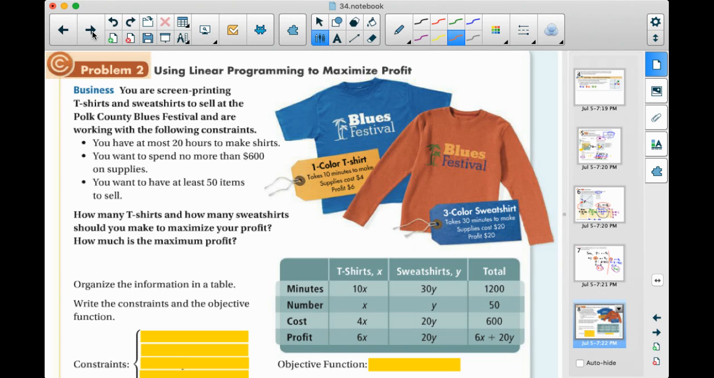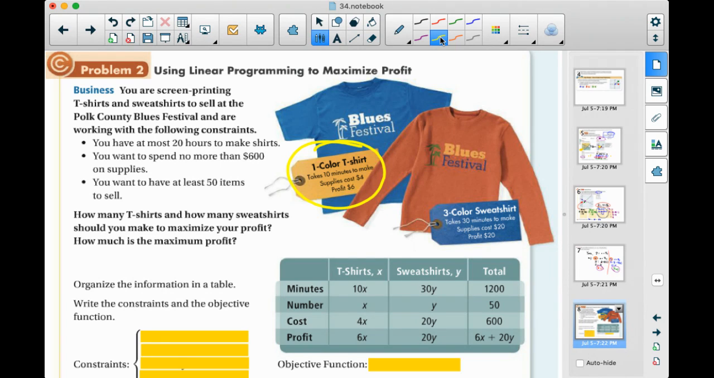So first off, let's look at the information we have. Okay, our one color t-shirt, it takes 10 minutes to make. So 10 minutes to lay the t-shirt out, press the screen or the print, which is where the Blues Festival, the white part of the t-shirt, it melts onto the t-shirt. It takes a while to heat that on there. The supplies cost $4 a t-shirt, all right, and the profit will be $6.